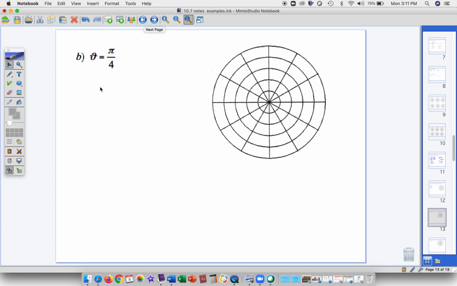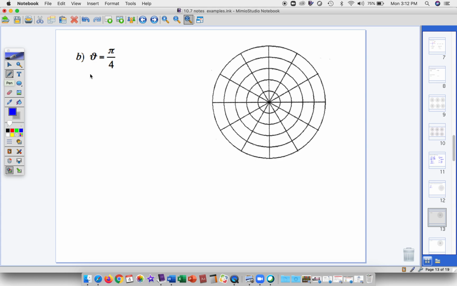Next, this is a good example of where we don't have an r at all. This is a polar equation: theta is equal to pi over 4. So perhaps you can think of what this is the graph of. If not, I'm sure you'll recognize it as soon as we start solving.